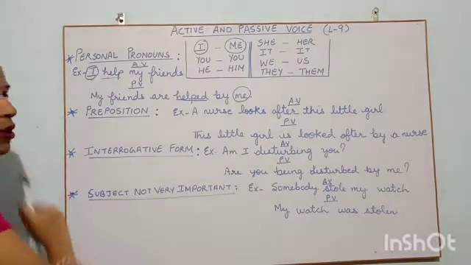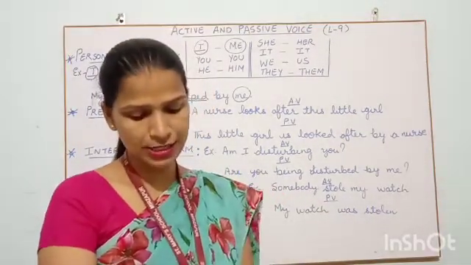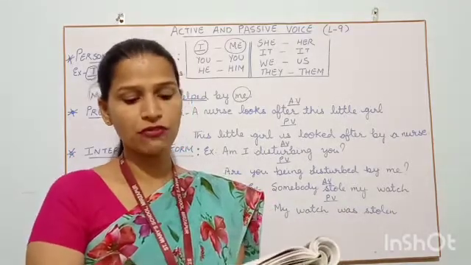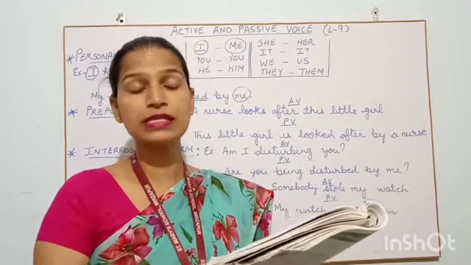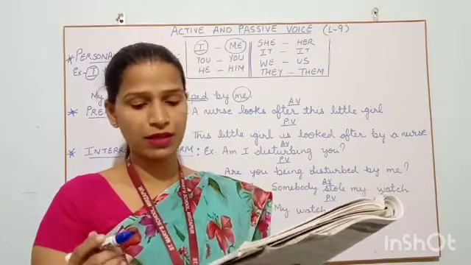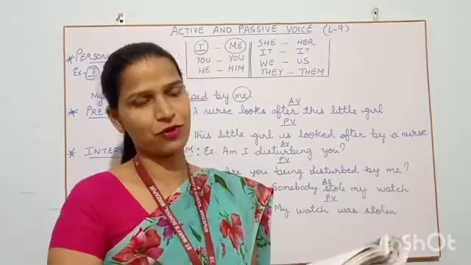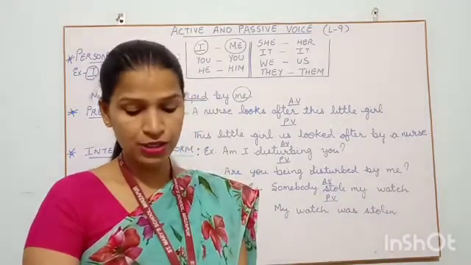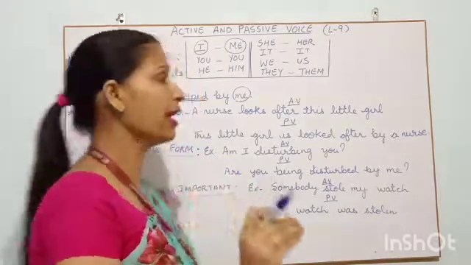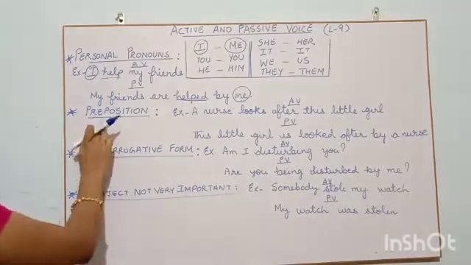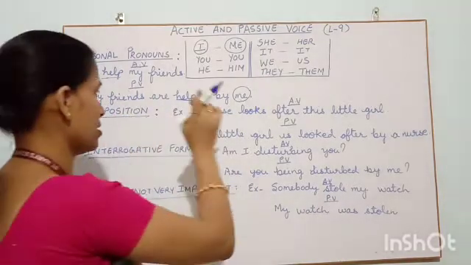The second point in your book is what happens when prepositions are there. Second point says sometimes the active verb is followed by a preposition. This preposition is retained, means will be there while changing the verb from active to passive voice. You will not change or remove it, the prepositions are going to be there. How? The example is here. We are learning when you have prepositions in the sentence.